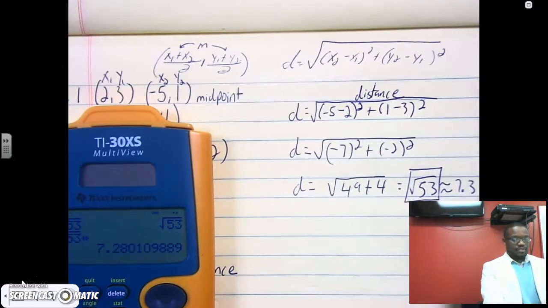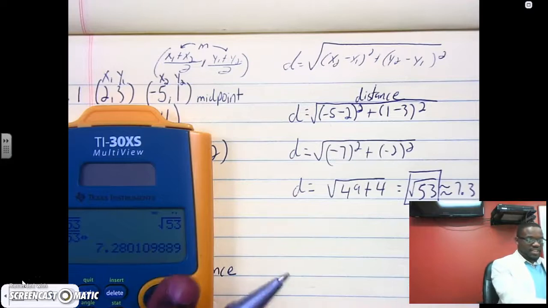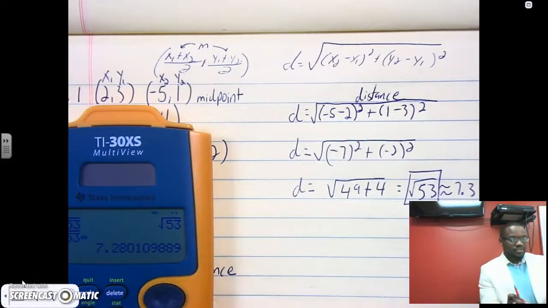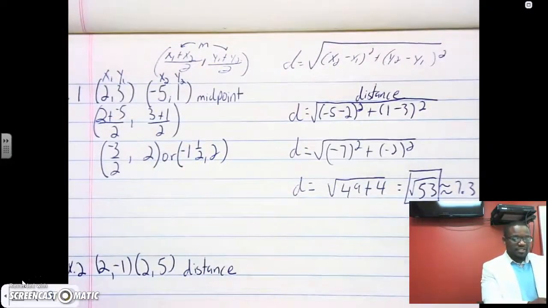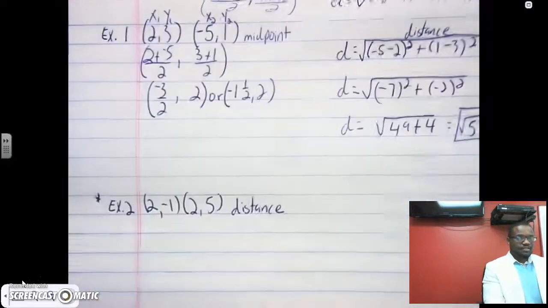All right. So that's units. We don't know the units. I could put a length on it if I was saying each block on my grid was a mile or something. But anyway, the distance is the square root of 53, and that's approximately 7.3 spaces there. Let's take another look at another.